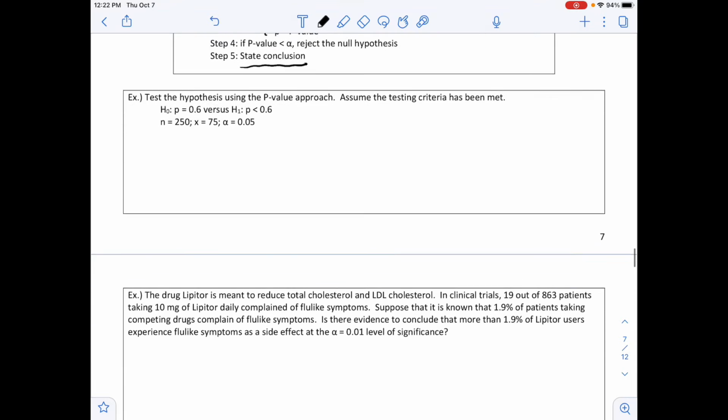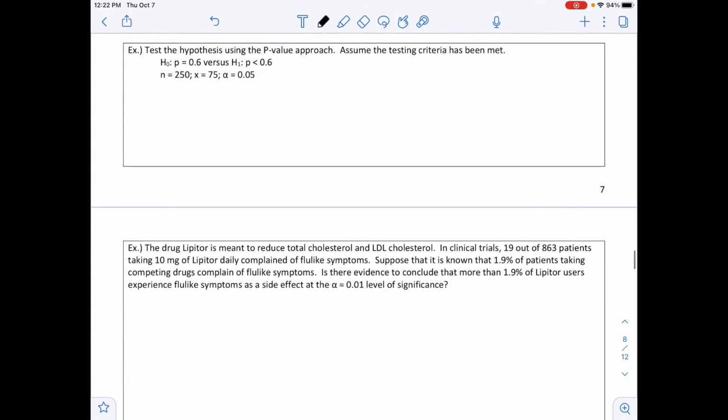So we have a nicer example right below this. This one says, test the hypothesis using the p-value approach, and assume the testing criteria has been met. So we're going to assume that the testing criteria has been met, so we don't have to check those 3 requirements listed up above. And we are given our null and our alternative.